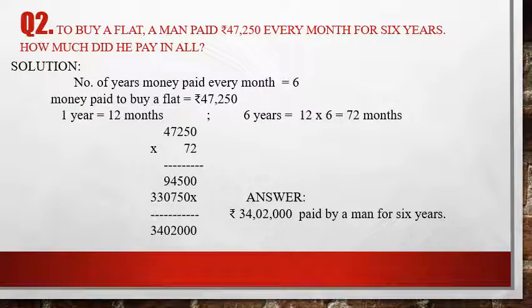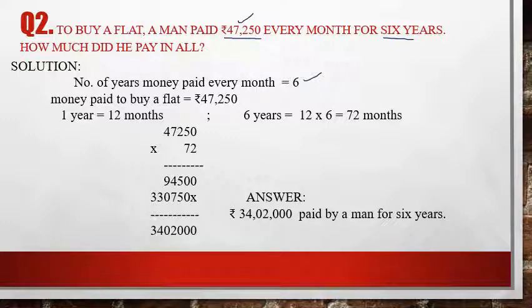To buy a flat, a man paid rupees 47,250 every month for 6 years. How much did he pay in all? Here we have to find the total amount a man paid to buy a flat. Clear? So the total number of years he paid is 6. How much did he pay every month? In a year we have 12 months. Each month he is paying rupees 47,250.